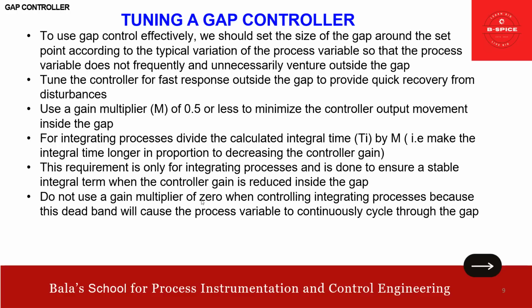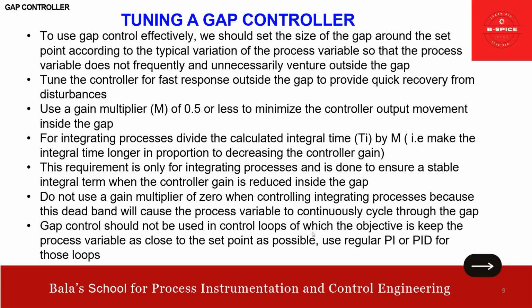The point to take note of is do not use a gain multiplier of 0 when controlling integrating processes, because the deadband will cause the process variable to continuously cycle through the gap. You know deadband, right? Deadband is a band of input values in the domain of a transfer function in a control system where the output is 0, meaning the output is dead and no action occurs. So this will cause the process variable to continuously cycle through the gap.